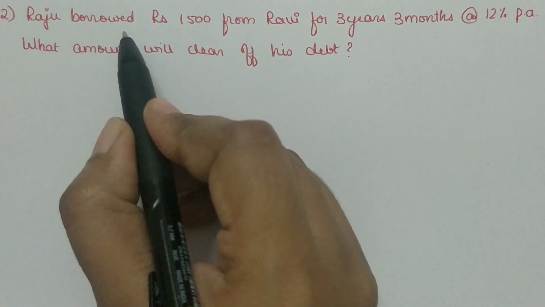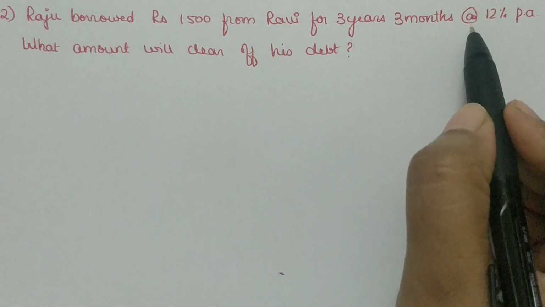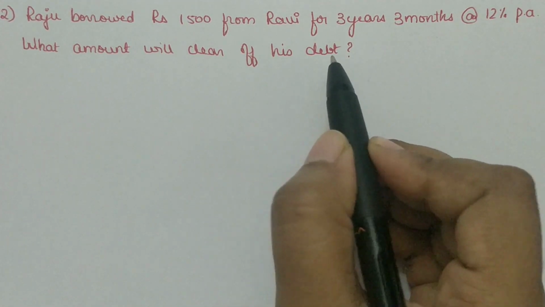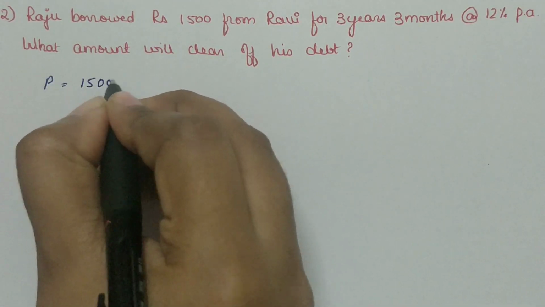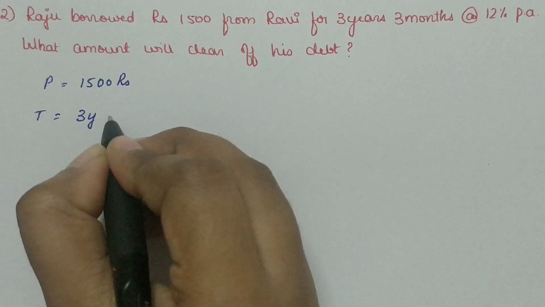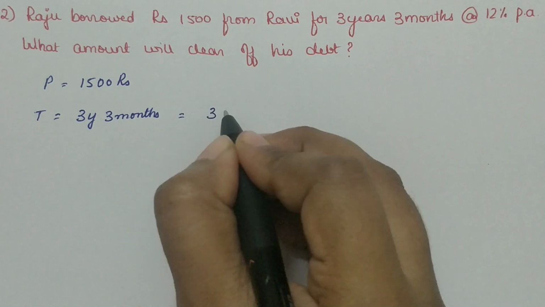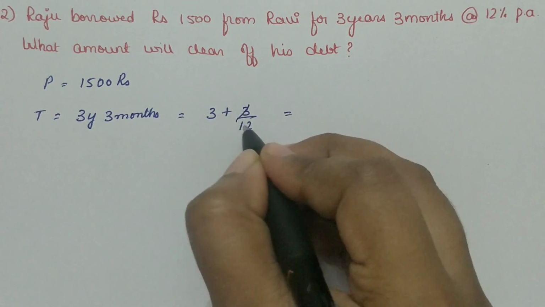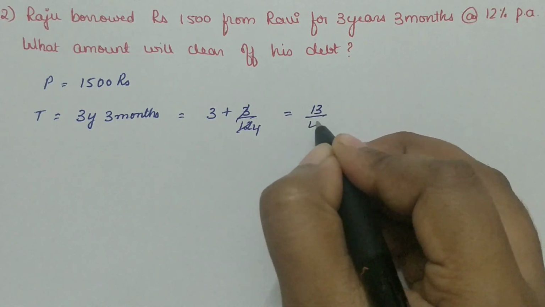Second one, Raju borrowed rupees 1500 from Ravi for 3 years 3 months at 12% per annum. What amount will clear off his debt? Given principal equal to 1500 rupees. Time equal to 3 years 3 months equal to 3 plus 3 by 12 years equal to 4 threes are 12 plus 1, 13 by 4 years.